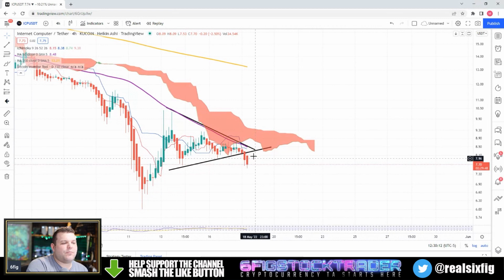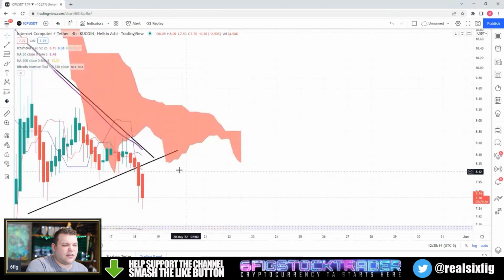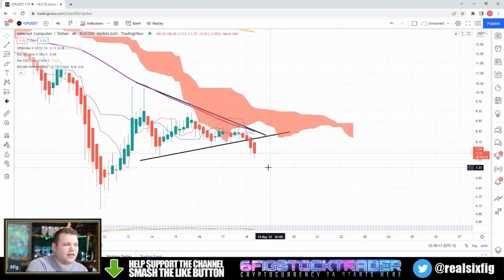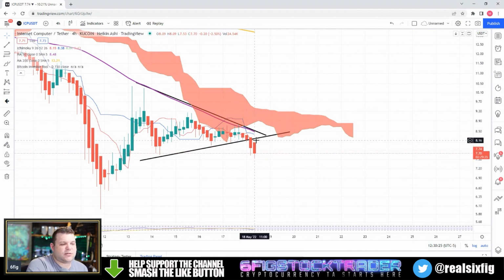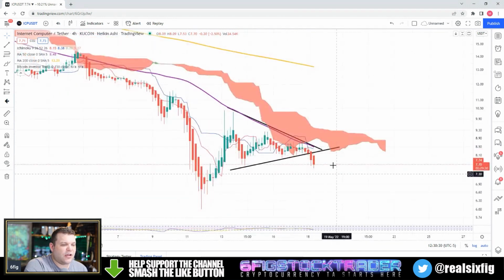These are some full body bearish candles to the downside on the 4-hour chart. And once we start to see some wicking on the top, that will indicate that there might be a potential reversal coming. And once we see these bodies start shrinking, that'll be nice. But for now, just be careful with ICP.